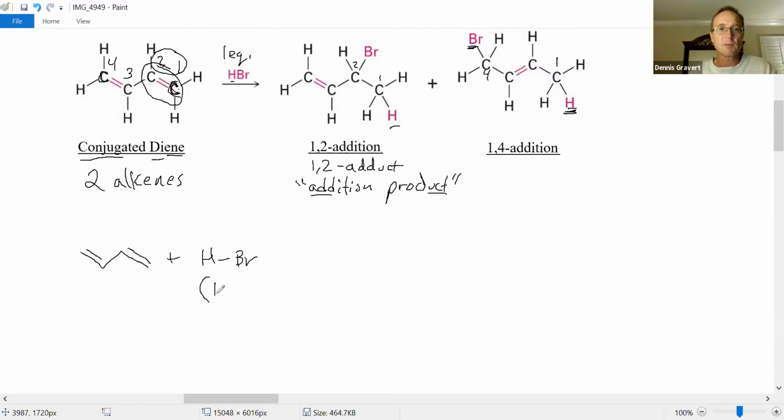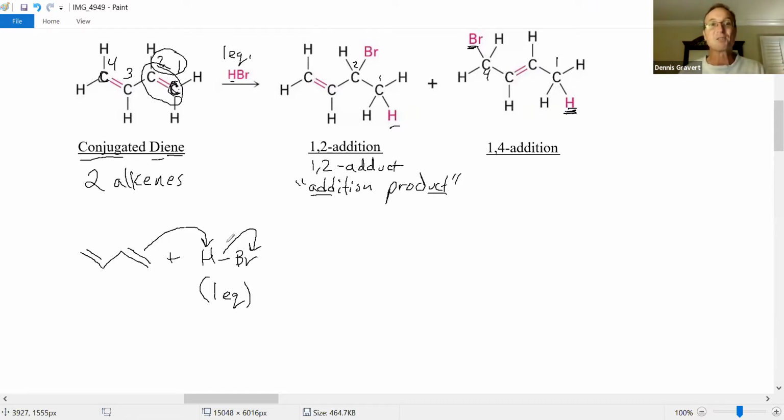Okay, so again, we're going to react with 1 equivalent. If you happen to add a second equivalent, more HBr, then the second double bond will react too. Okay, we're just going to look at the first case, 1 equivalent. And then we chose the closest pi bond is the one that's going to react. And that's a mechanistic step we saw before.